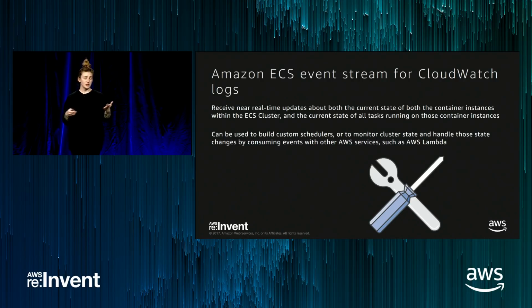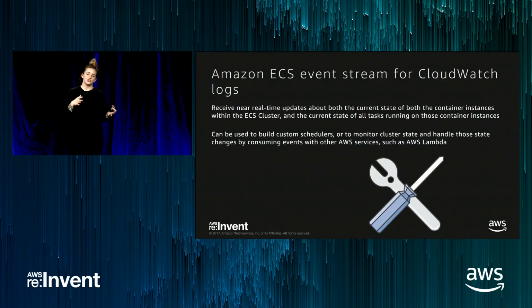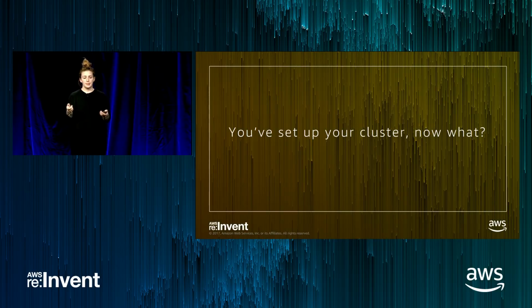So what I would probably do with that is I would consume those events somewhere, or I would build something on top of that. So I would build a scheduler, or I would monitor my cluster state, or I would use it with something like Lambda so that I could take action then based on the events in my cluster. So maybe I send a notification when my cluster goes up, or I want to let everyone know when a certain deployment has worked in like a Slack channel or something. So I can do that by consuming those events.